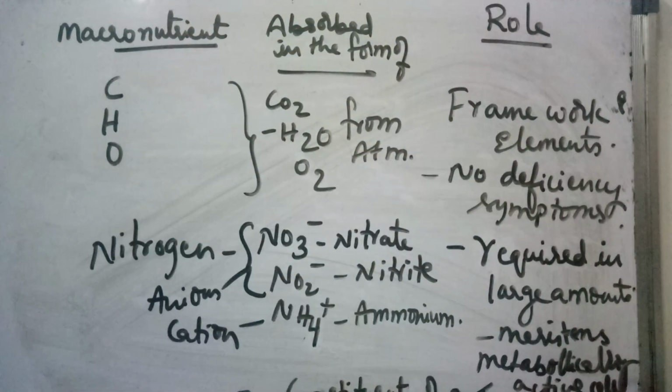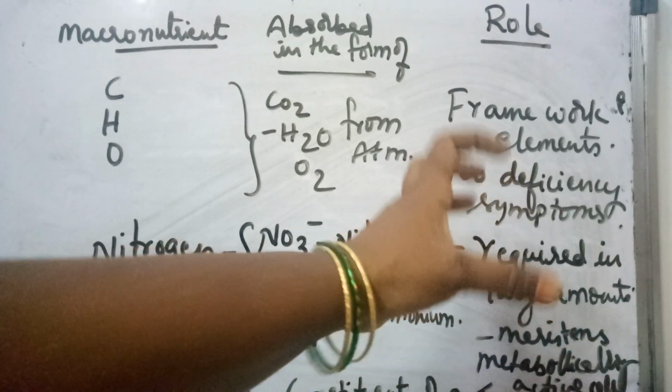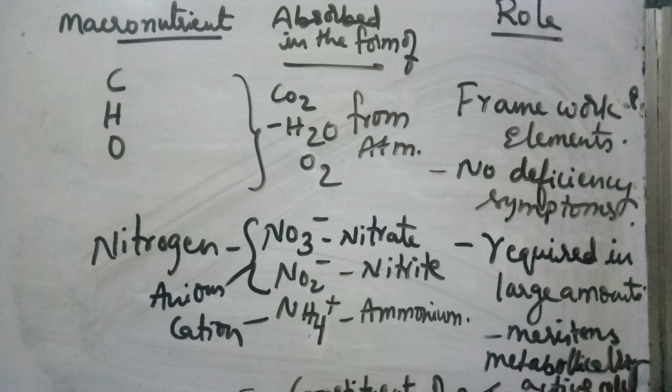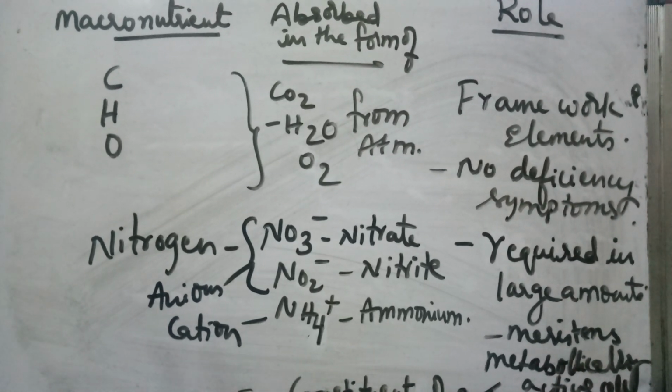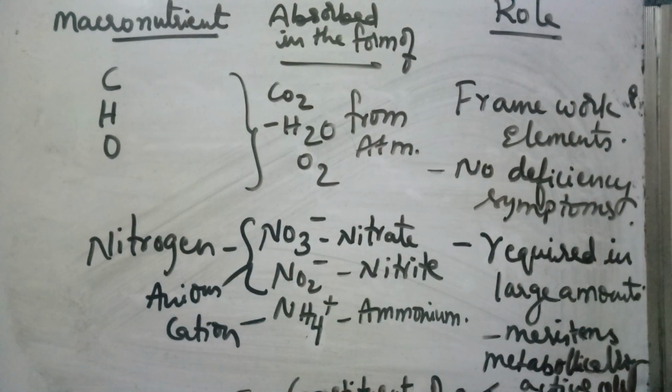Coming to the role played by nitrogen, nitrogen is required by the plant body in large quantities. It is the element required in the most quantity, so the plant needs nitrogen in more quantities when compared to other elements.